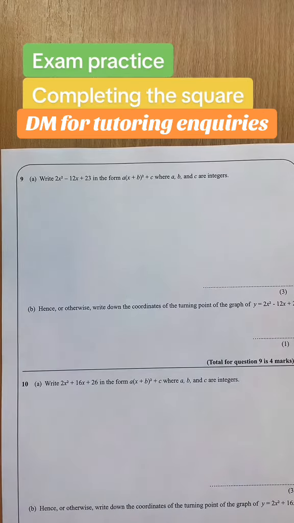Okay, so we're going to look at some hard turning point questions today. Turning points, basically the method to find them is you have to complete the square first, and these questions are split into two parts. So part A is going to be the completing the square part, and part B is going to be writing down what the turning point is.